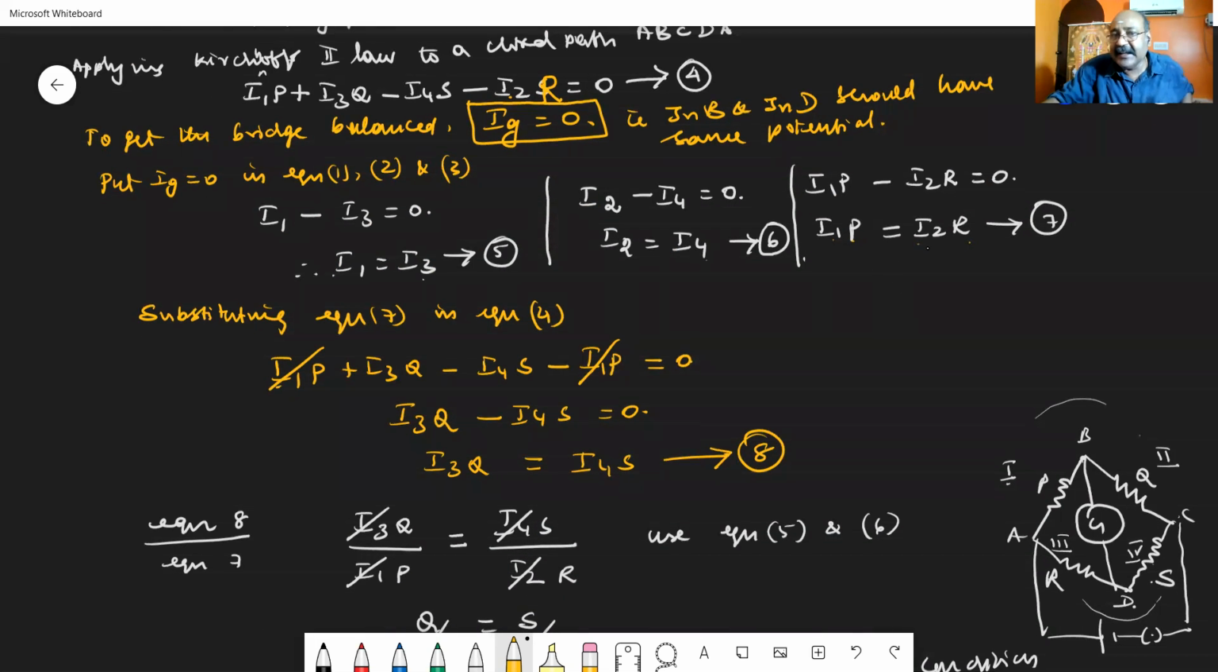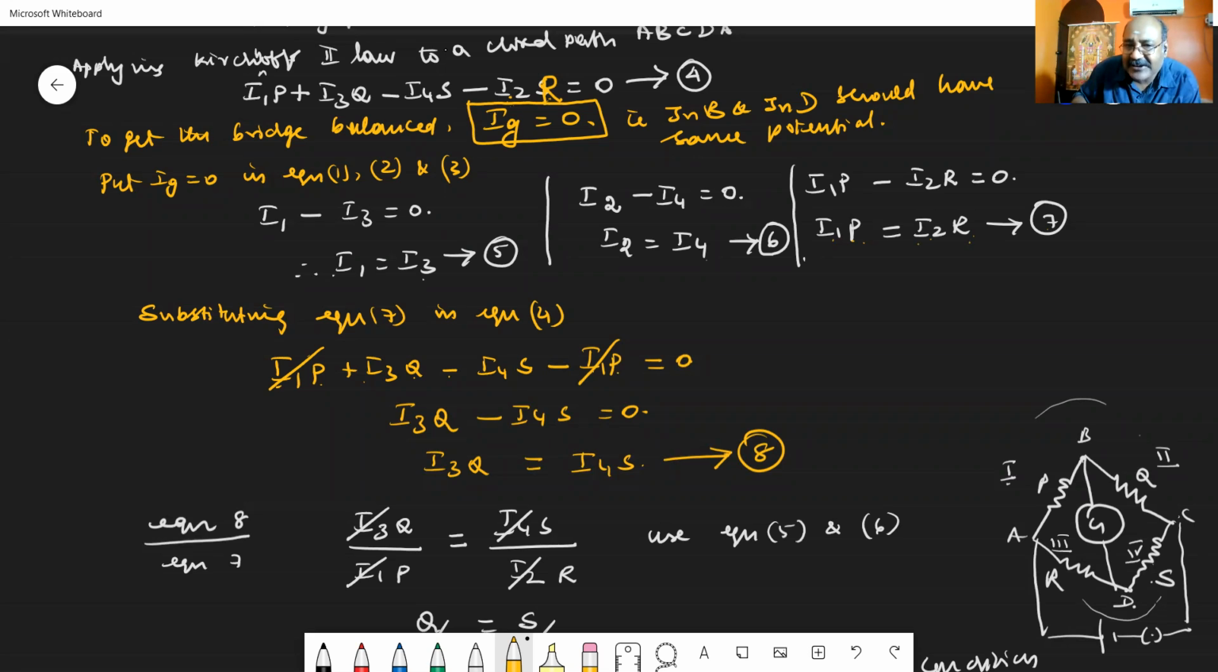Now, you take this seventh equation and substitute in equation 4. Nothing but you replace I2R with I1P, because in the seventh equation, I2R is represented as I1P. You will be getting the equation as I1P plus I3Q minus I4S, and the fourth term alone, instead of minus I2R, I am putting minus I1P, which is equal to 0. On simplifying, I1P and minus I1P will get cancelled. So I will be getting I3Q minus I4S equal to 0, or I3Q equal to I4S.